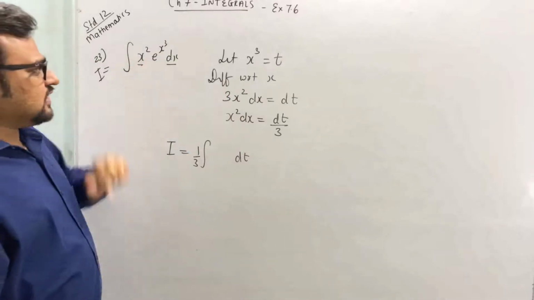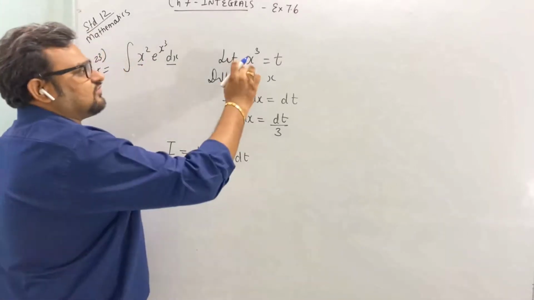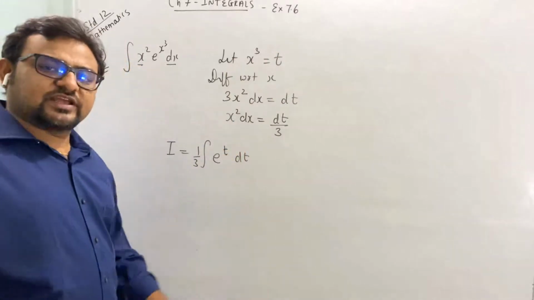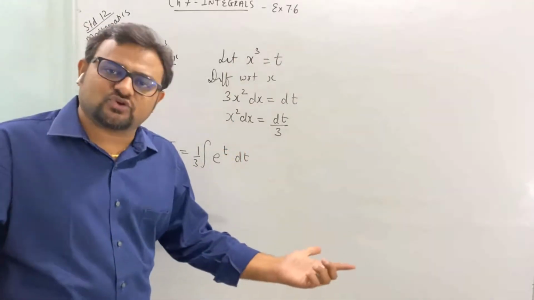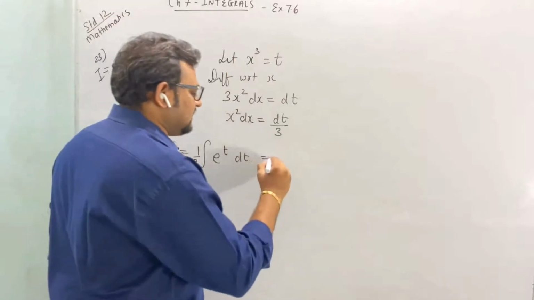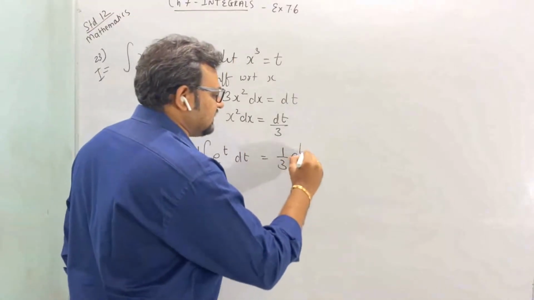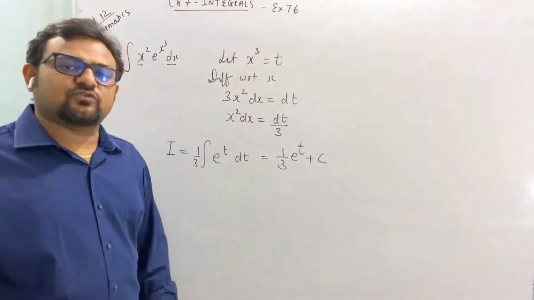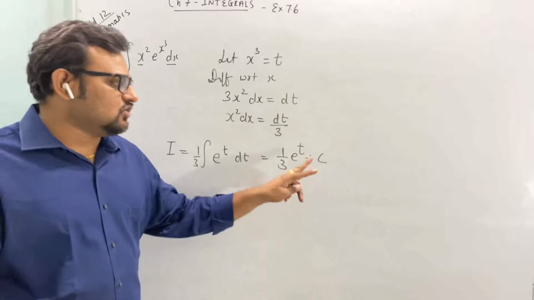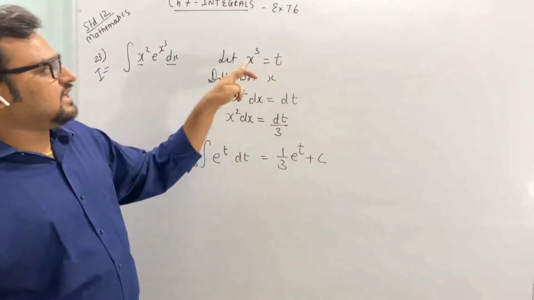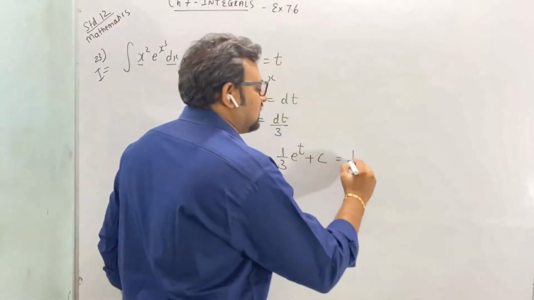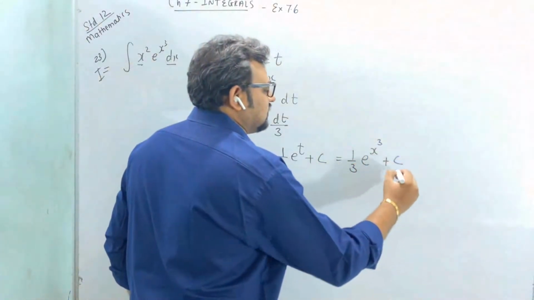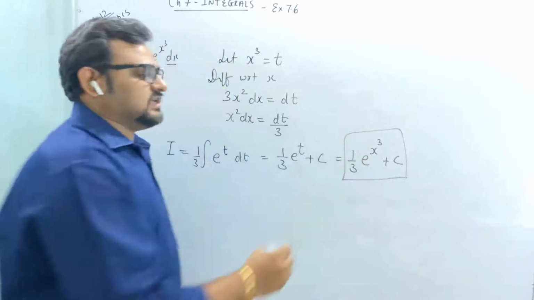And e raised to x cube, instead of x cube I had assumed t, right? So integration of e raised to t is e raised to t. So this will be equal to 1 by 3 e raised to t plus c. Now you just have to replace the value of t. What we had assumed t? x cube. So 1 by 3 e raised to x cube plus c.